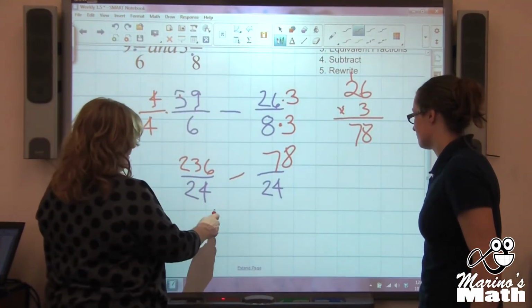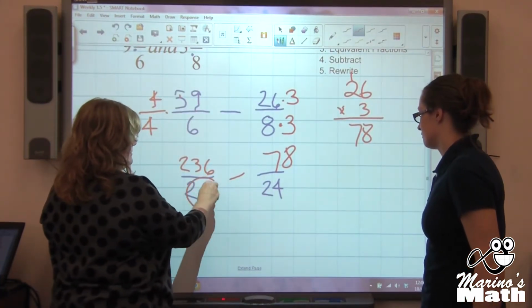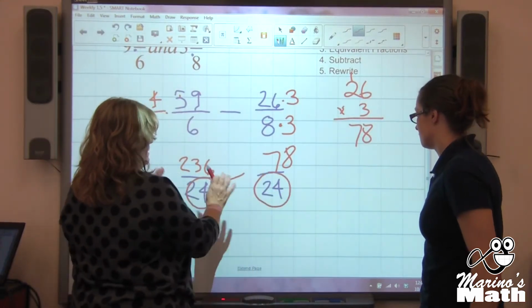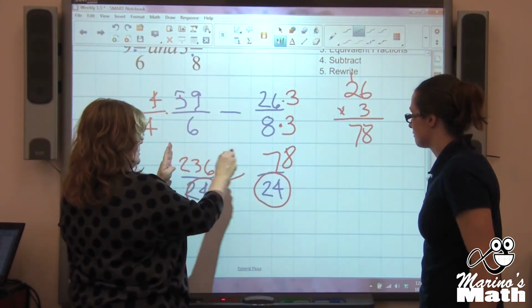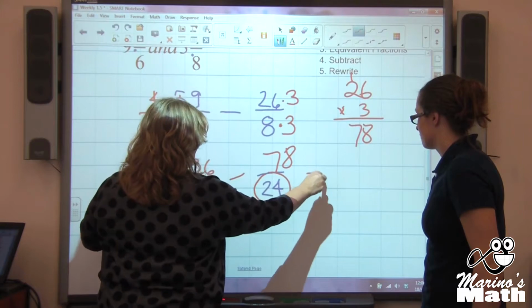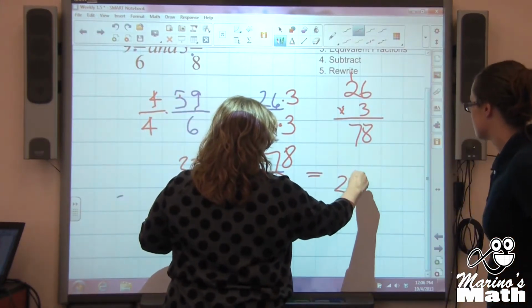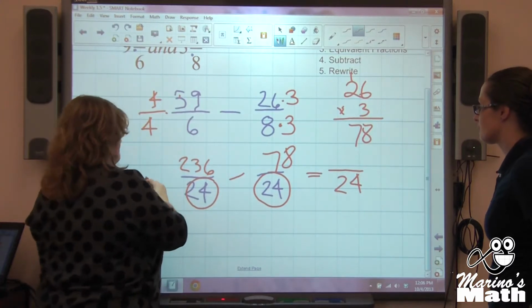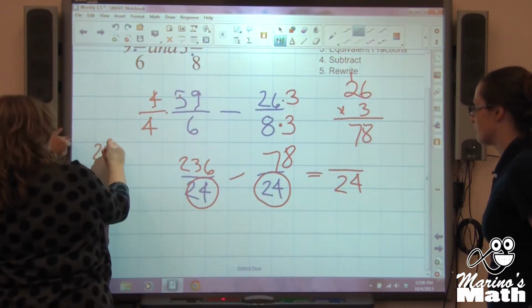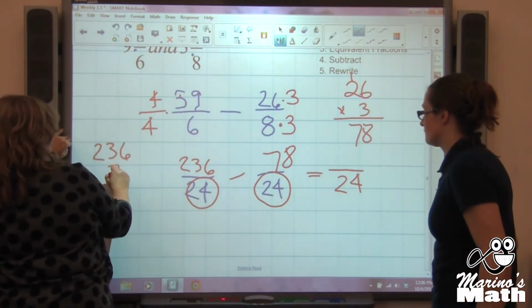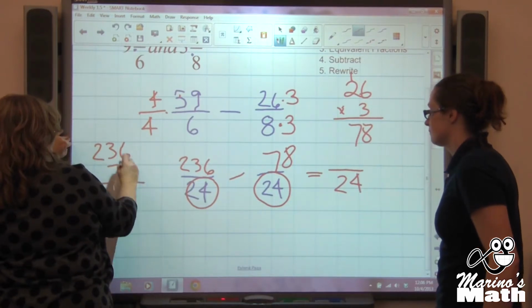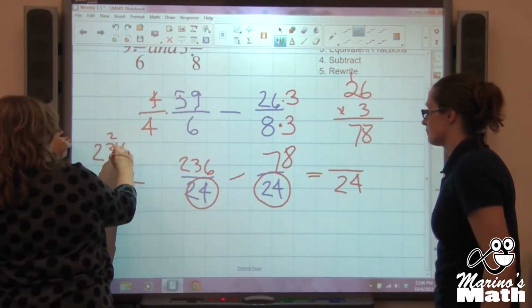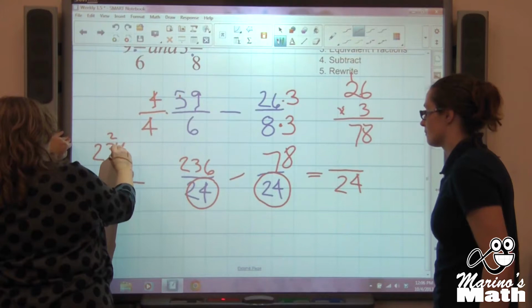All right. So remember, because our denominators are the same, we are all set to go with the subtraction, which we only do across the top. So we know we're going to have something over 24. We might want to do a little side calculation here.